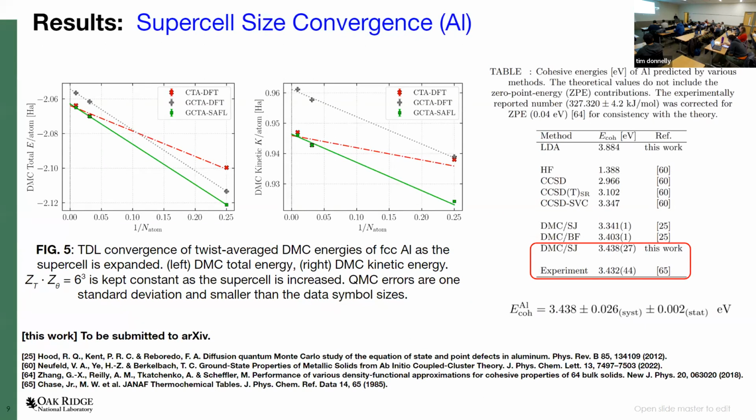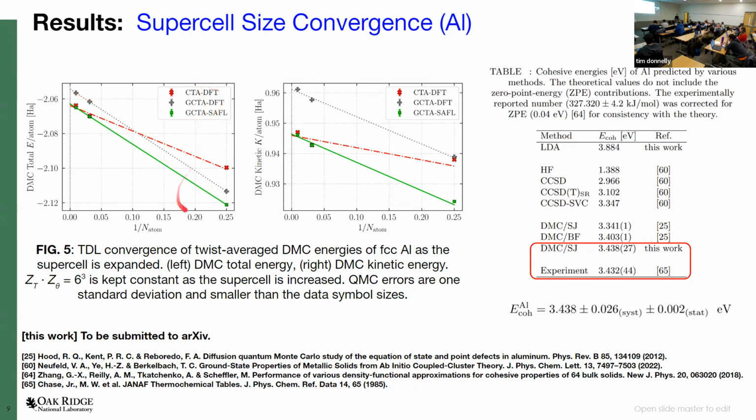Okay, so now what happens if you do supercells and then try to extrapolate to the thermodynamic limit? I'm coming back again to aluminum. On the left, you see DMC total energy as you increase the supercell size, where I have the conventional cell 1 by 1 by 1, 2 by 2 by 2, and 3 by 3 by 3 here. If you look at GCTA DFT, it's actually a nice line. However, it goes to the incorrect thermodynamic limit value because there's a charge.